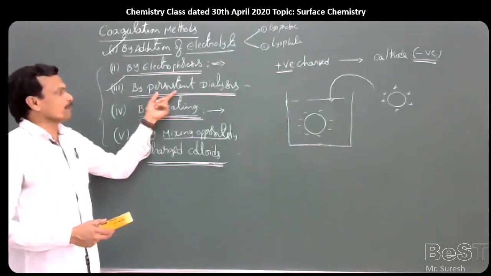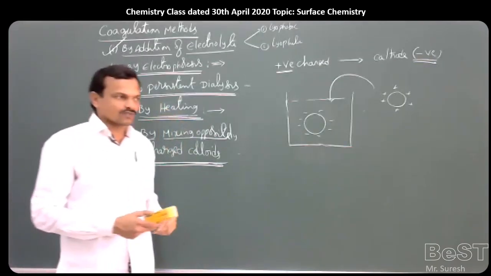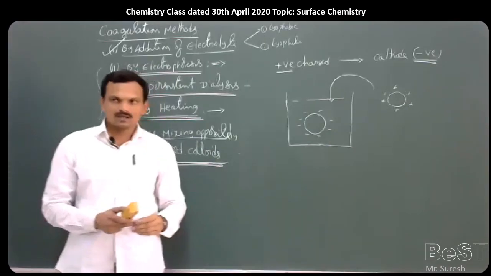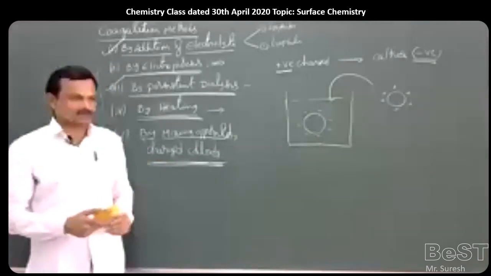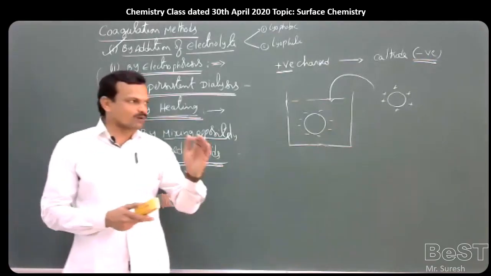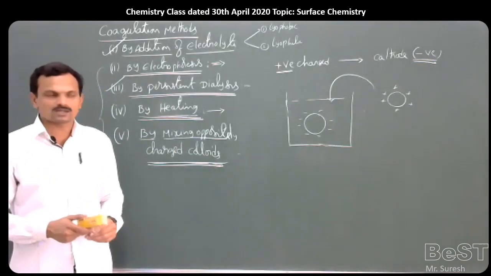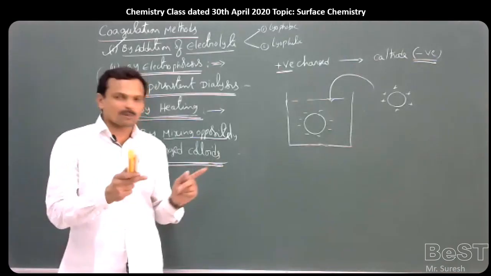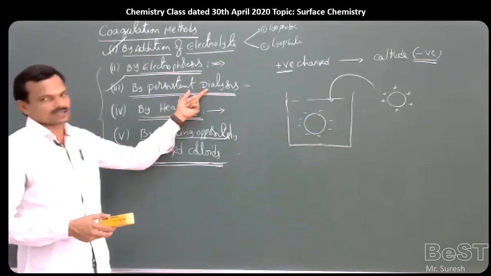Third one, by persistent dialysis. During the dialysis process, the electrolyte particles present in the colloidal solution can be decreased. That is, up to a required level, we can reduce the concentration of electrolyte particles. Suppose the dialysis process is carried out for a long time, then all the electrolyte particles will be removed from the colloidal solution. Whenever all the electrolyte particles are removed, the colloidal particles undergo coagulation and get settled. That is persistent dialysis.